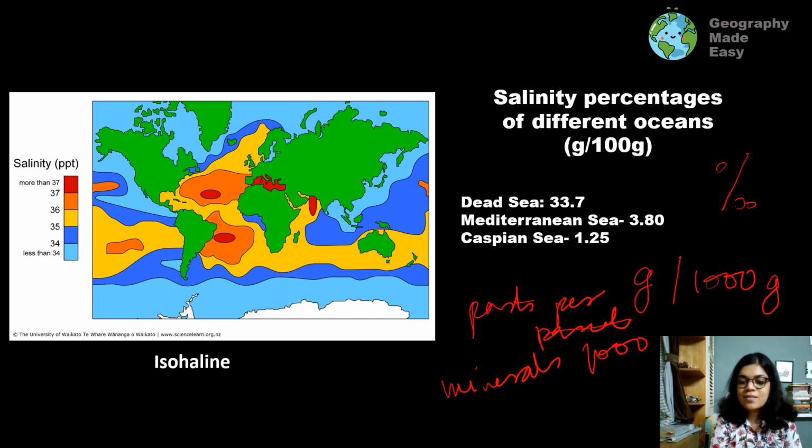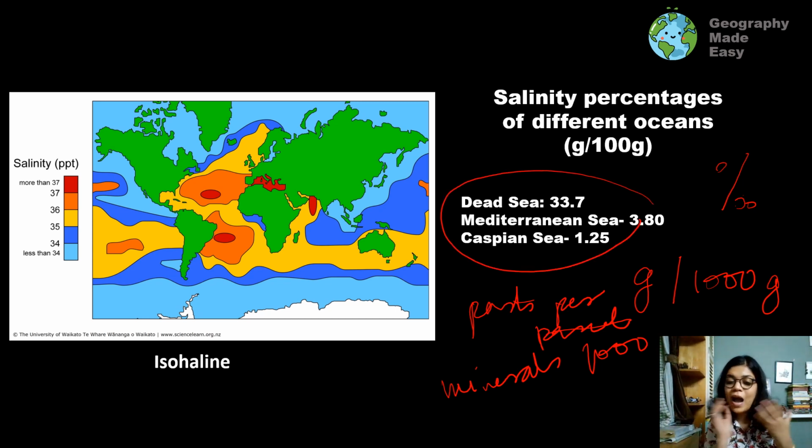But in this case, the values which we have got are just indicators of how saline a particular sea or ocean can be. This is based on gram per 100 gram and not 1000 gram. So we have the Dead Sea, which is 33.7, which is very salty, compared to the Mediterranean, which is 3.8, and we have the Caspian, which is just 1.25.